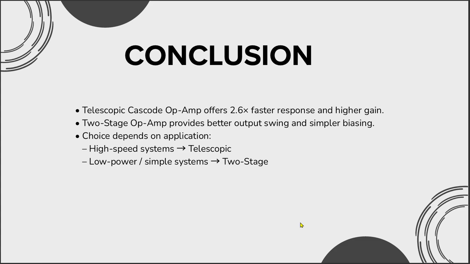So to conclude my entire work, the telescopic cascode op-amp provides a higher gain and 2.6 times faster response, making it suitable for high-speed ADC comparators. The two-stage op-amp is simpler, consumes less power, and has larger output swing, making it suitable for low power and general purpose applications. So the choice between the two topologies depends on the application requirement. If speed is critical, use telescopic op-amp. If power and simplicity matter more, then use two-stage op-amp.